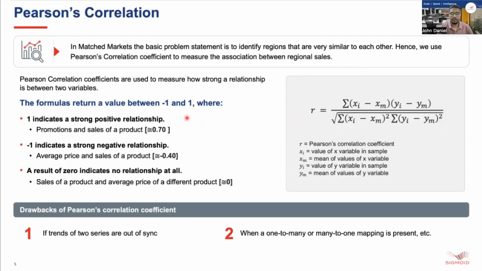For example, we could consider the promotions and sales of a product. So if the promotion goes up, the sales of the product is expected to go up, hence a positive correlation coefficient value.